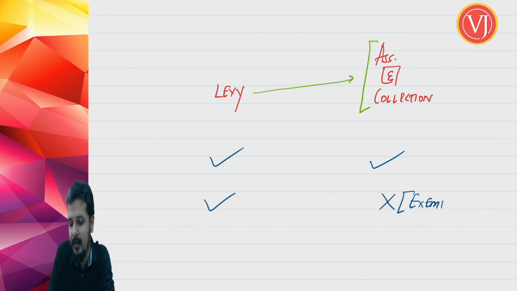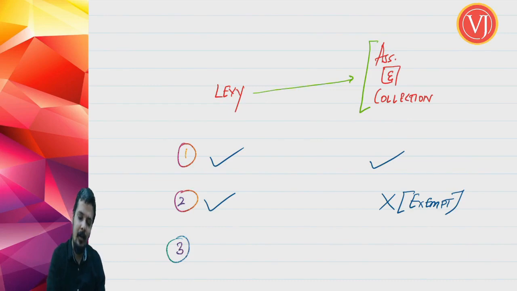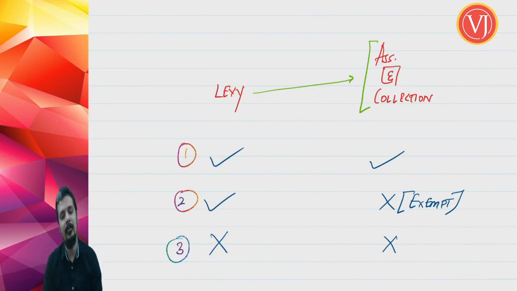goods. Import duty is exempted, right? And friends, first scenario: if there is levy, there will be assessment and collection. Second, there is levy but there is no assessment and collection because you are talking about exempted goods. Third scenario: if at all there is no levy, obviously there will be no collection. If there is no levy, there is no collection. So this you have to understand.